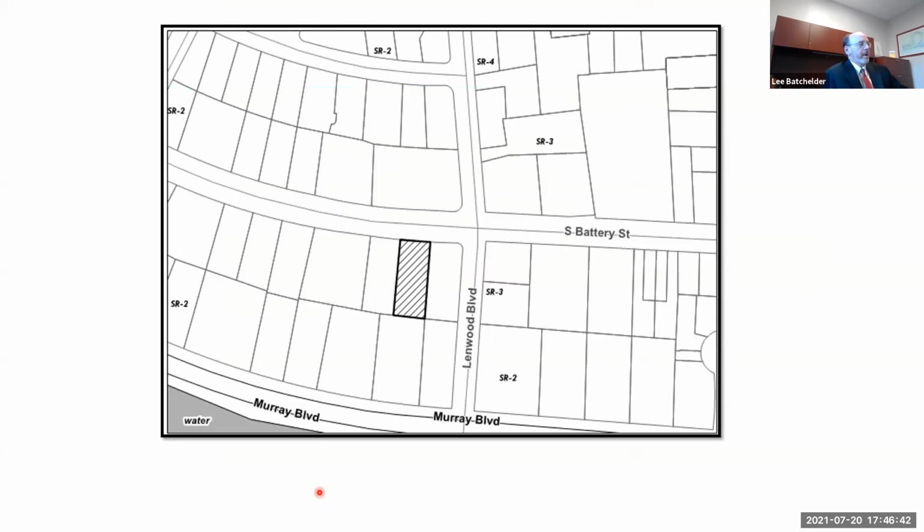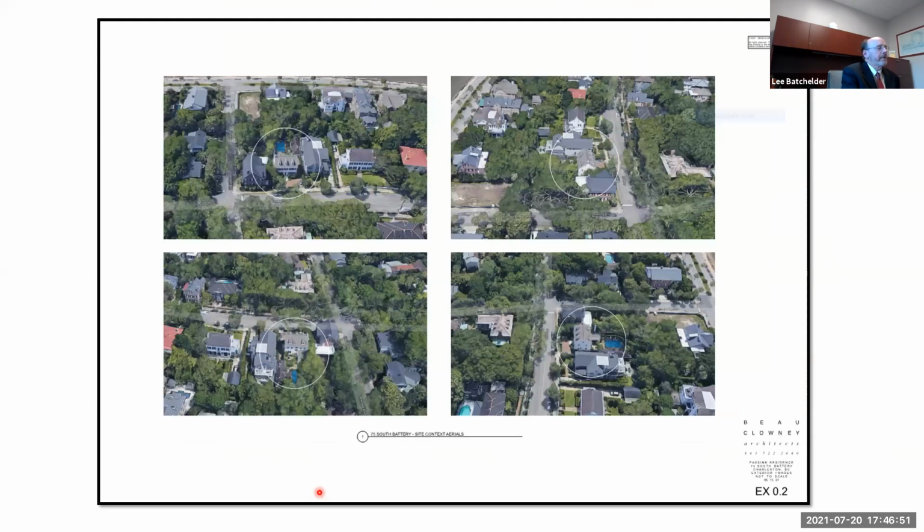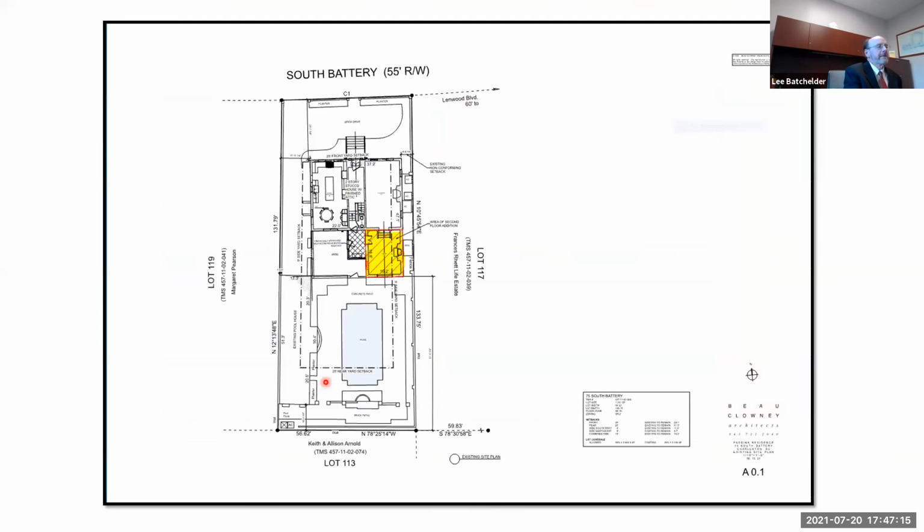Here's the location of the property on South Battery, just west of Glenwood. Zoning map for the property and photographs of the views of the property from different sides. And I'll just point out in this one, the addition is a second floor addition over an existing one-story part of the house. And it's right in this area to the back of the main house.